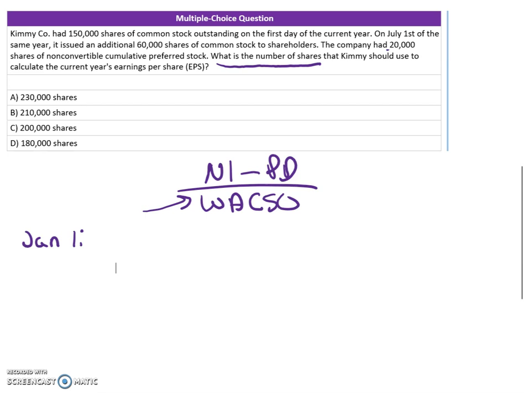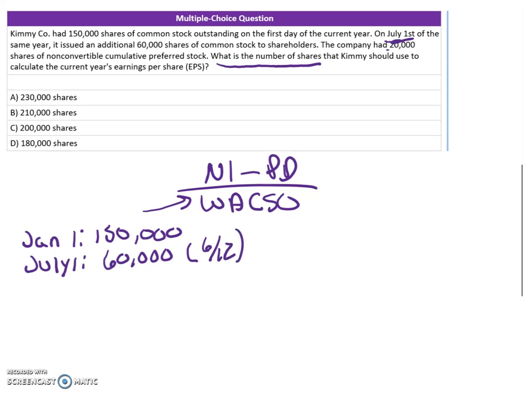So starting out on January 1st, we had 150,000 shares outstanding. On July 1st, we issued an additional 60,000 shares. However, this is the most important thing regarding the 60,000 shares issued on July 1st. It is issued on July 1st, meaning that only half the year has gone by. That's the time period we're going to use to calculate our weighted average common shares outstanding. So that 60,000 is going to be multiplied by 6/12.